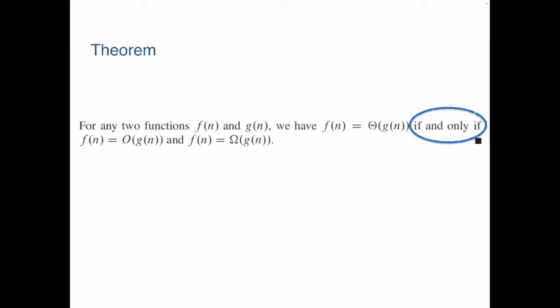From the three definitions of the asymptotic notations we have seen so far, it is straightforward now to understand this very important theorem. If we want to prove that a n squared plus b n plus c is in theta n squared, we can prove that it is in both big O n squared and big omega n squared, and vice versa. We usually use this theorem, in fact, to prove asymptotically tight bounds from asymptotic upper and lower bounds. So we usually go the other direction. We prove big O and big omega first in order to prove theta.